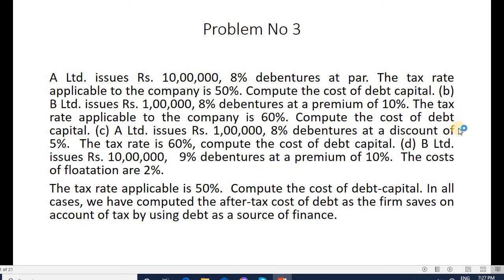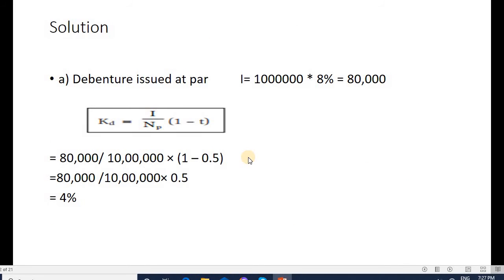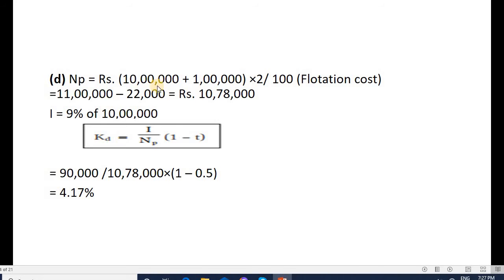The last one, situation D, is B Limited issues 10 lakh 9% debentures. 90,000 is the interest, and it is issued at a premium of 10% and the cost of flotation is 2%. So, par value is 10 lakh. It is issued at 10% premium, that is 1 lakh, so 11 lakh, and 2% flotation cost on 11 lakh is 22,000. So, we need to deduct this 22,000 from 11 lakh because 11 lakh means 10 lakh plus 1 lakh premium. So, 11 lakh minus 22,000 is 10 lakh 78,000, and interest is 9% of 10 lakh, that is 90,000. Formula is Kd is equal to I by NP into 1 minus T, where I is interest. 90,000 divided by 10 lakh 78,000 into 1 minus 0.5, that is tax rate. So, it comes to around 4.17%.